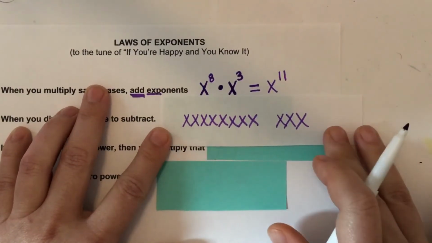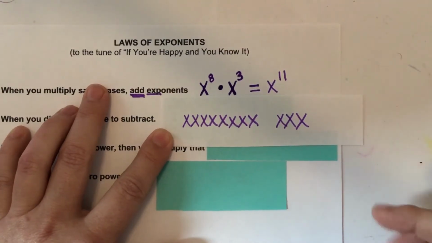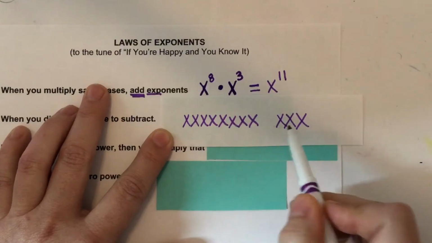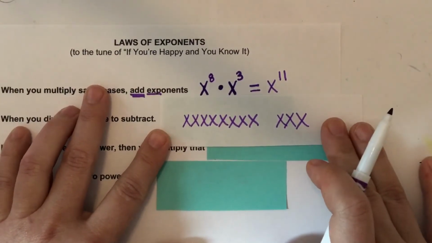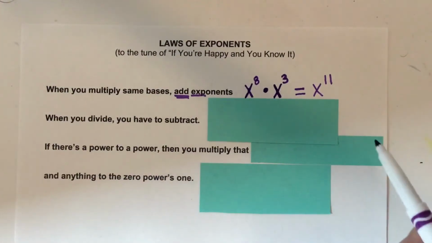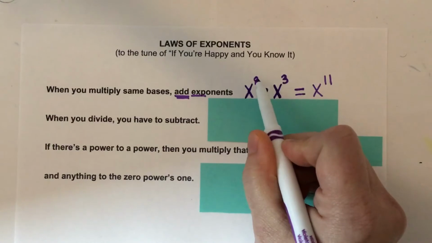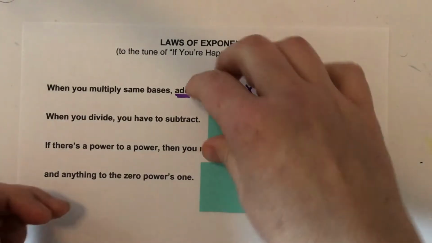So on all of these exponent problems, we could draw out a visual representation if we wanted, but sometimes it's a real pain to draw out all the x's that the problem gives you, so that's why there's rules, okay? And so first rule is when you multiply same bases, add exponents. So I added 8 plus 3. All right, let's look at an example for when you divide.